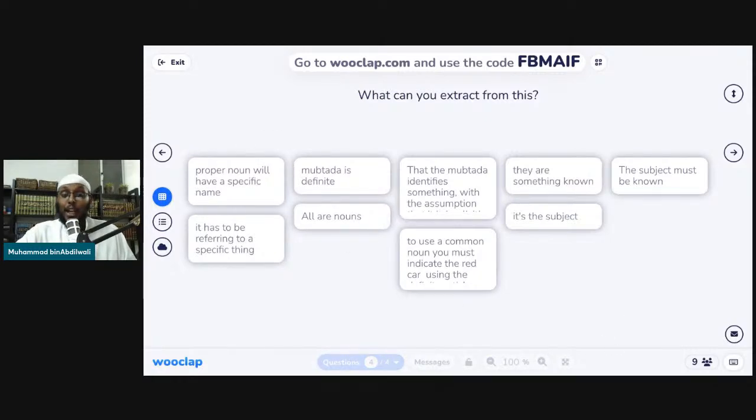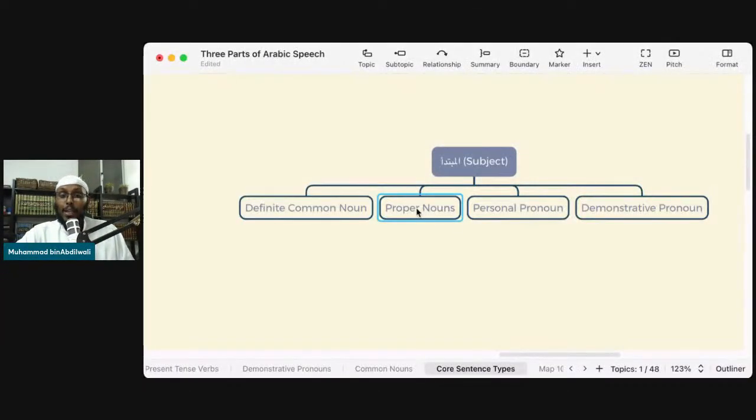The answer, barakallah fikum, or the thing that we can extract from this, if you pay attention, and tell me if I'm wrong: from this categorization, we can tell that proper nouns, personal pronouns, and demonstrative pronouns are all definite. Clear? How do we extract that? Because I only made it a condition for common nouns that they be definite. I never placed that condition on these things. Why didn't I? Because they're already definite. That's one thing we can extract.